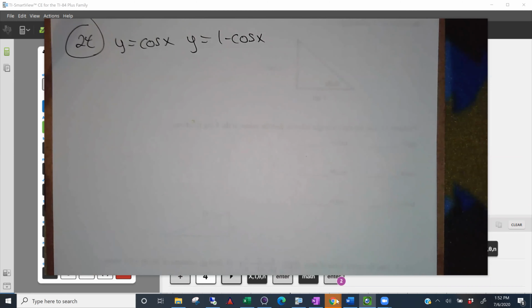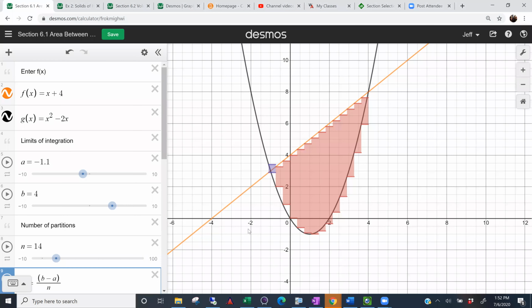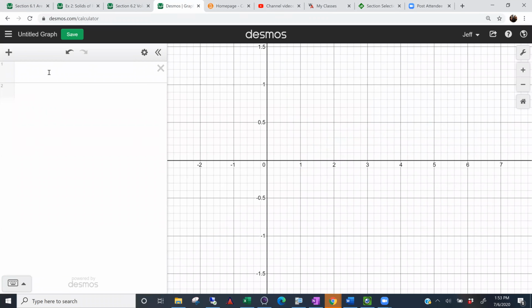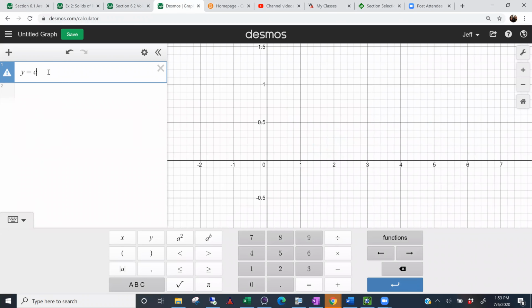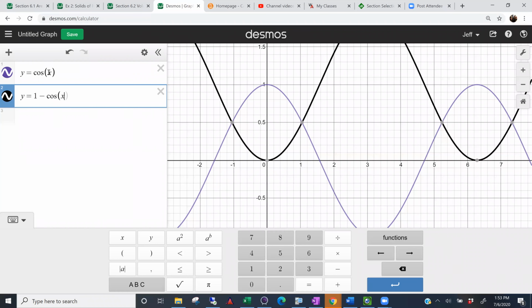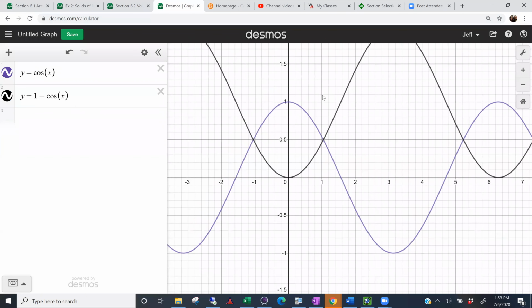So if you haven't figured it out yet, you will soon. I really like Desmos. It's a cool program. So let's take a look at both of these graphs. Y equals cosine of x and y equals 1 minus cosine of x. There we go. And so what we want to try and find is the area between these 2 curves. So let's see, did they give us any more of a clue here?